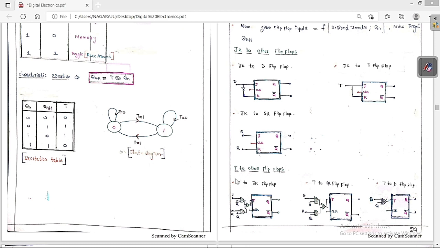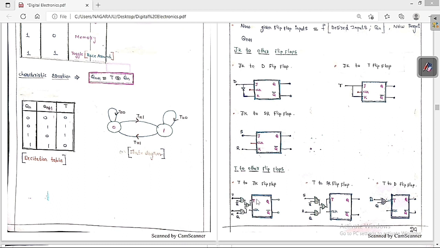Similarly, I want to make the T flip-flop into other flip-flops. Suppose I want to configure the T flip-flop to other flip-flops. So I want to make T to JK flip-flop. So I want to build the JK flip-flop from the T flip-flop. So you can see here this is T, this is the clock, this is the Q and this is the Q bar. This is K, this is J actually, this is Q bar, this is Q, these are the AND gates and this is the OR gate.